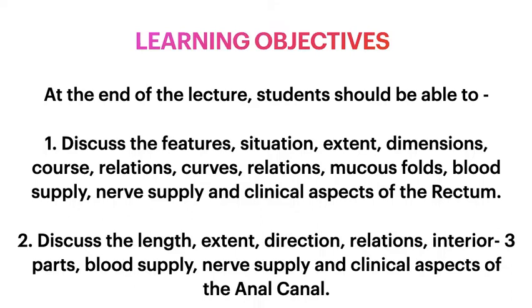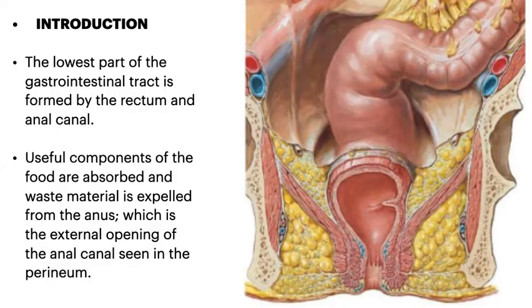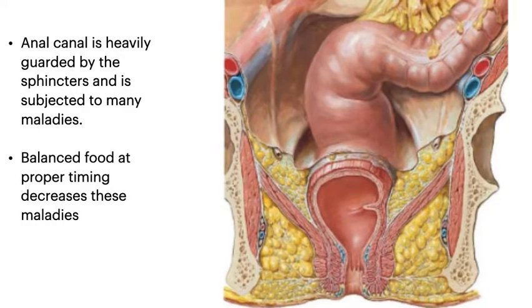Also, discussion of the length, extent, direction, relations, the interior three parts, blood supply, nerve supply, and the clinical aspects of the anal canal. Now, the lowest part of the gastrointestinal tract is formed by the rectum and the anal canal. The useful components of the food are absorbed and the waste material expelled out from the anus, which is the external opening of the anal canal seen in the perineum.